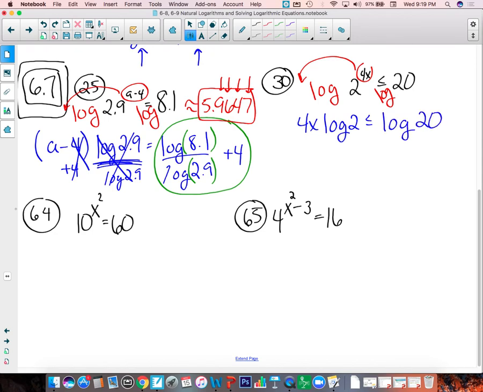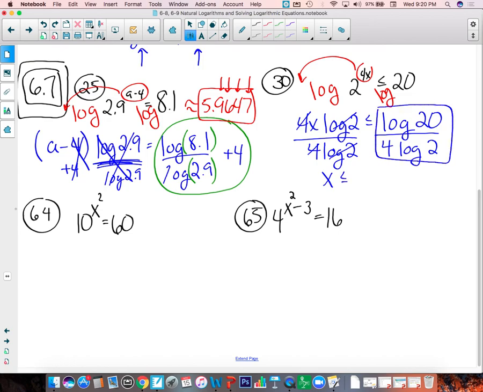Now I'm going to kind of do two steps in one here because what are the two things that we have to divide on the left? We have to get rid of the 4 and we have to get rid of the log 2. So I'm going to divide that side by both of them. So divide by 4 log of 2 on both sides. Okay, because that's going to cancel over here. The 4 will cancel. And then we'll just be left with x is less than or equal to whatever we get when we throw that in our calculator.